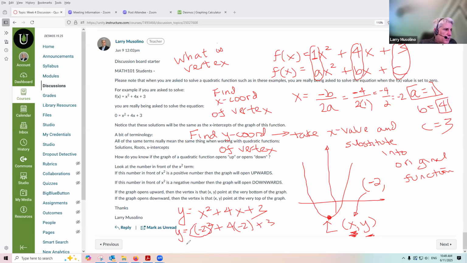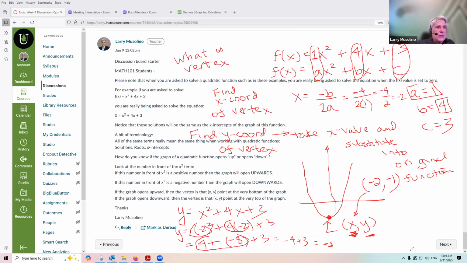Negative 2 squared is positive 4. 4 times negative 2 is a negative 8. All right, how about 4 plus negative 8? That's a negative 4. Negative 4 plus 3 is negative 1. So the y-coordinate is negative 1. So this vertex occurs at negative 2, negative 1. All right.